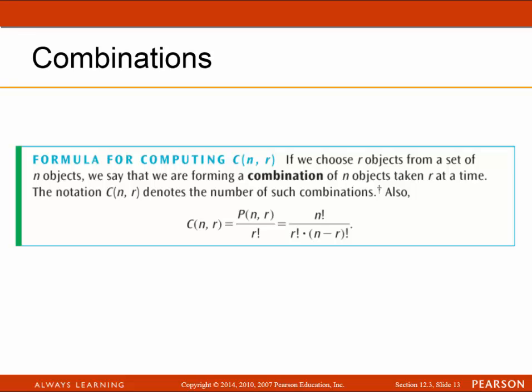Now, also remember that the combinations is equal to the permutations divided by R factorial, which gives us the formula of n factorial divided by R factorial times (n minus R) factorial. So a slightly different formula.